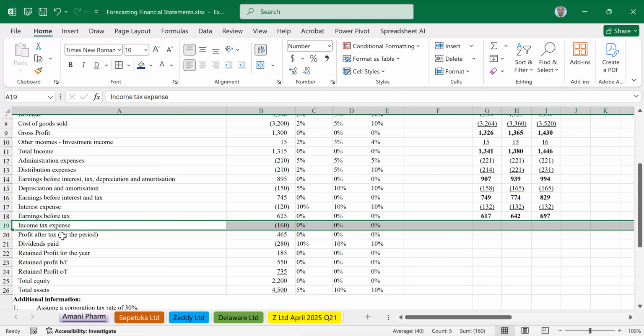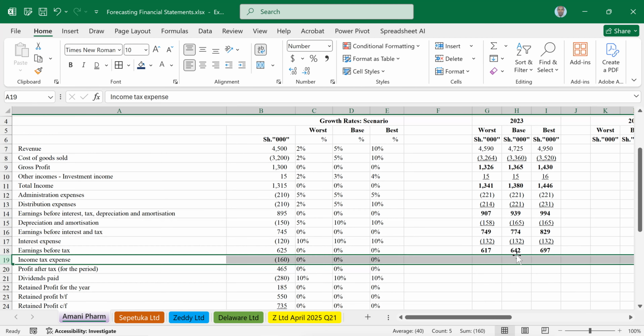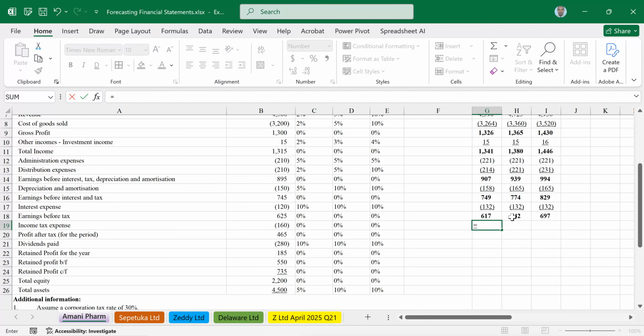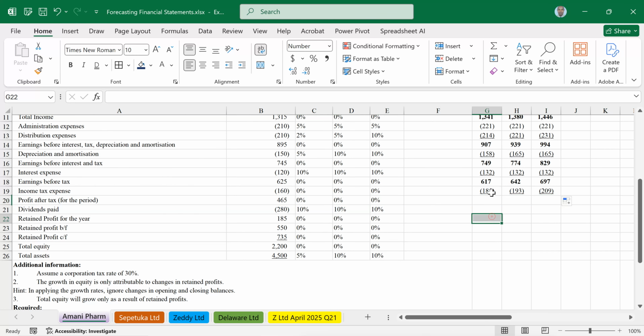Income tax, you can see 000, but tax is 30%. Assume that the tax rate is 30% in additional information number 1. So tax is 30%, equal sign. Click on the 617 times negative 30%. So you use times negative 30%. That will give you, the first one is 185, 193, and 209. On to the profit for the period. Select this and do alt equal. Sum them up. And our profit for the period is as given.